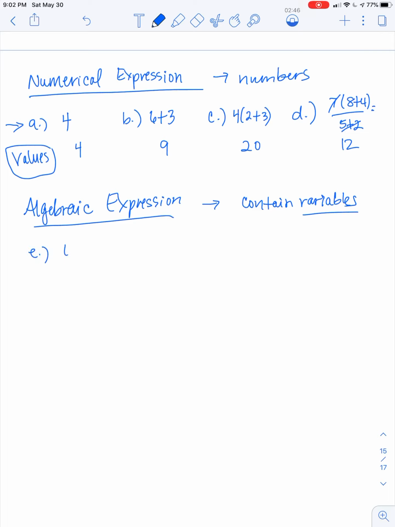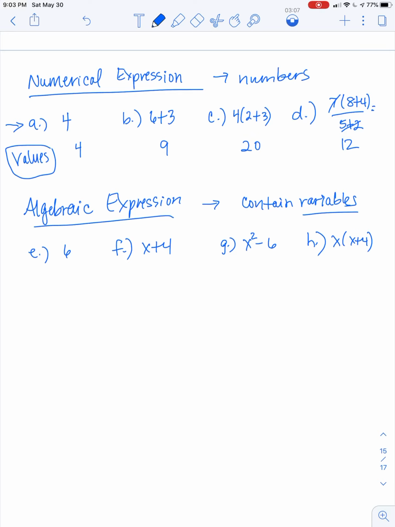But here's another example. So 6 is actually considered an algebraic expression. It's just the numerical part of it. Then we could have x plus 4. We could have x squared minus 6. And we could have x times the quantity x plus 4. There's 4 examples of an algebraic expression.